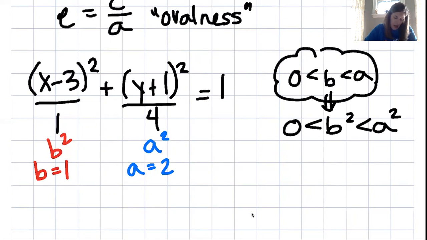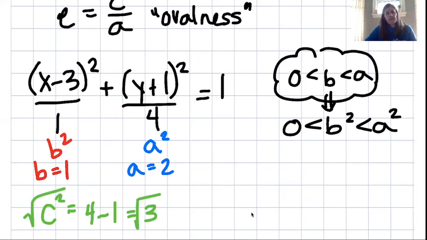Okay. And I'll go ahead right now and calculate my c squared. Okay, so c squared is a squared minus b squared. Make sure you're using the squared values there. So that's going to be 4 minus 1, which is 3. And then, of course, I have to square root that.